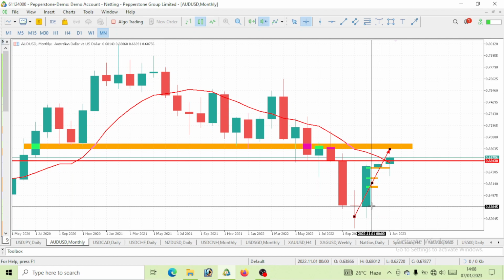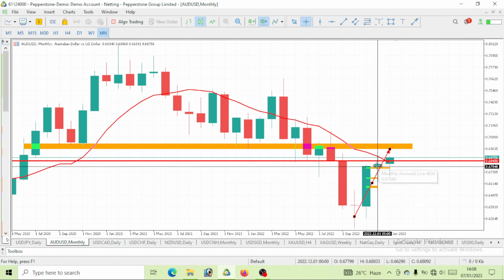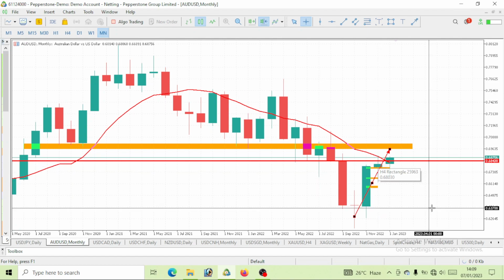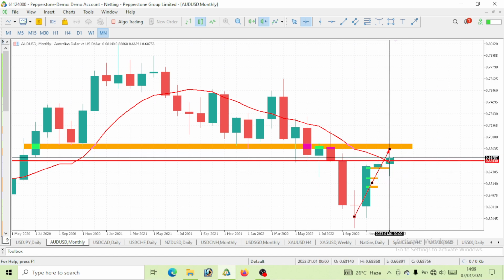AUD actually opened and closed bullish. The month of December, AUD actually opened and closed bullish, and we are in the month of January, right? The price is giving us a bullish move, so we believe this month the bullish move should be over. Then we will start having that drop.